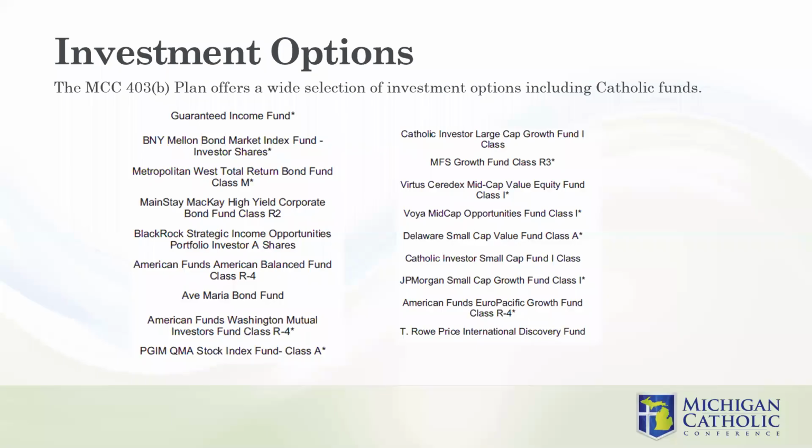Investment options. I mentioned earlier that there are a wide range of investment options. I'm giving you a quick overview of what those options are. So you can see we have a lot of different options. They fall in a lot of different investment classes. We have the guaranteed income fund. We have bond funds, large cap, small cap, mid cap. We also have a couple Catholic funds. We have the Ave Maria Bond Fund and the Catholic Investor Large Cap Growth Fund. So you can see we have a wide range of funds available for employees to choose from.